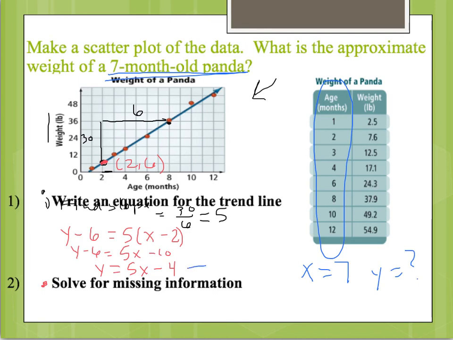So I'm going to use my trend line equation, because I use my trend line to help me predict information. I don't have my y, but I know x is equal to 7. So 7 times 5 is 35, minus 4 would be 31. And since this is talking about two different things, I will have to have units here. So it would be 31 pounds, because my y is pounds.